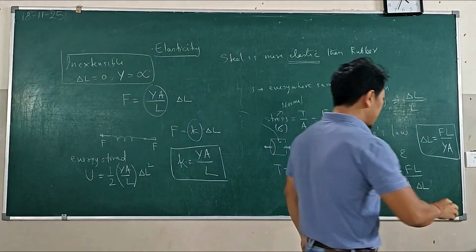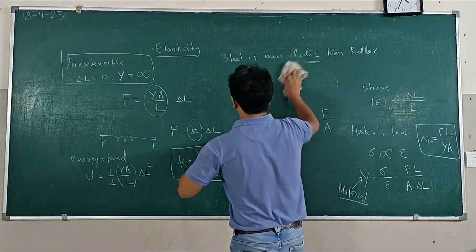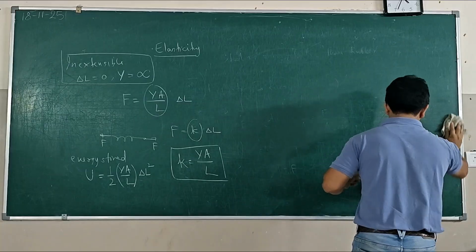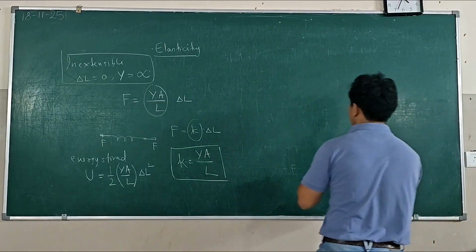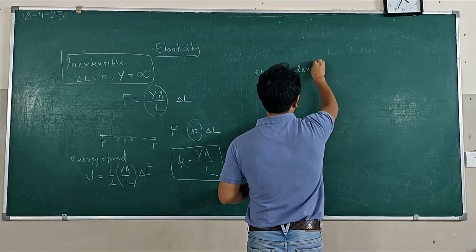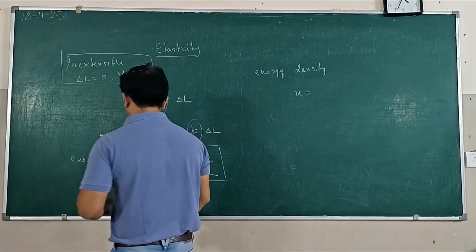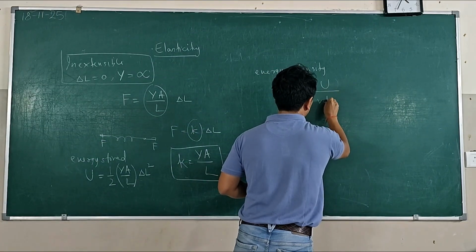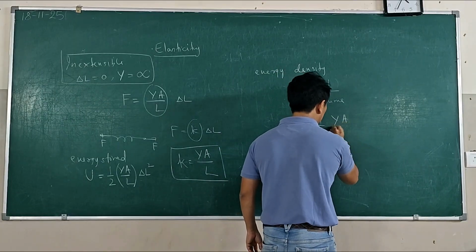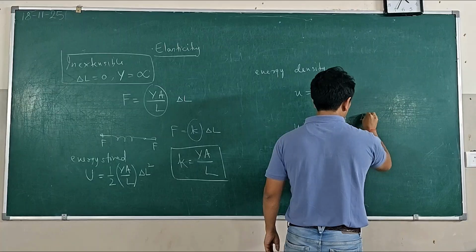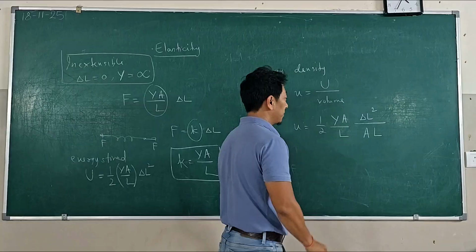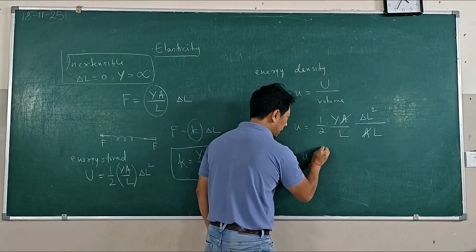Now one very important term is there, energy stored per unit volume. Like we did in capacitor, inductor, it is called energy density. So how to write energy density now? Small u, energy stored divided by volume. What is energy stored? Half YA by L delta L square. What is volume of a cylindrical wire? Area into length. Area cancels.